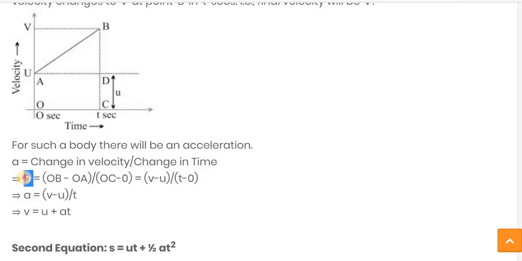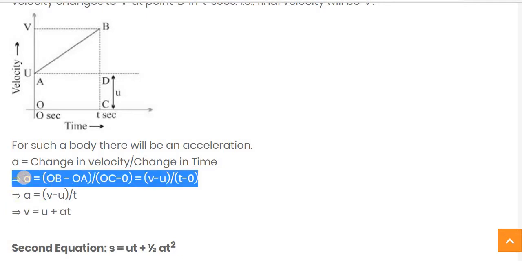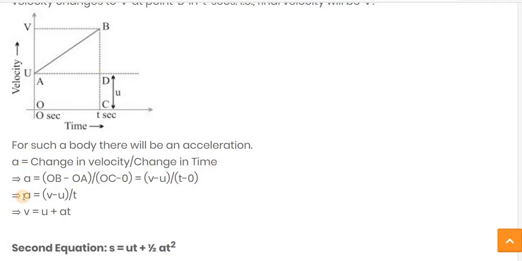In the explanation video, I explain in detail how this value came. The simple way is to consider this triangle, and by the triangle you get the value of AB. Because this triangle is right angled, you can apply the Pythagoras theorem, put in all the values, and keep the values of velocity and time. So you get the final equation, that is v is equal to u plus at.